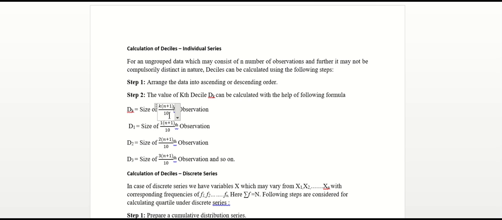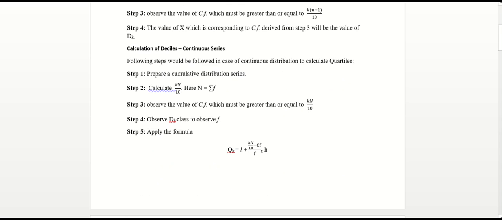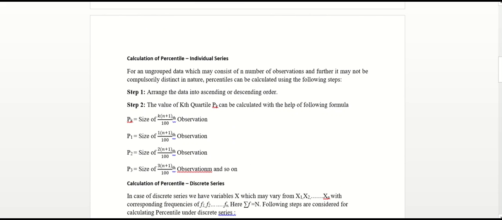In quartile, it was dividing the whole data set into four parts. So the denominator was 4. Decile divides the whole data set into 10 parts. That's why the denominator is 10. So there is one more type of central tendency, that is percentile. Percentile divides the whole data set into 100 parts. That's why the denominator here is 100.